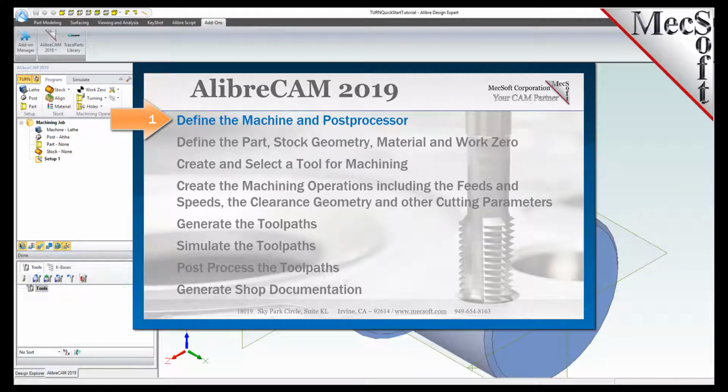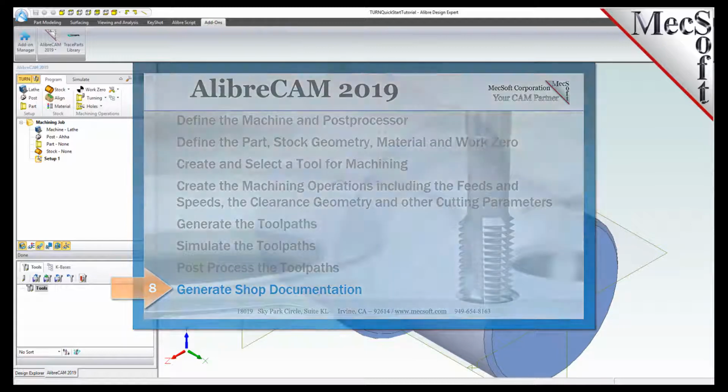First, we'll define the machine and the post-processor to use. Then we'll define the part, stock geometry, material, and the work zero. Then we'll create and select a tool to use for machining. We'll create the machining operations, including the feeds and speeds, the clearance geometry, and other cutting parameters. Then we'll generate the toolpaths, simulate the toolpaths, post-process the toolpaths, and generate shop documentation.